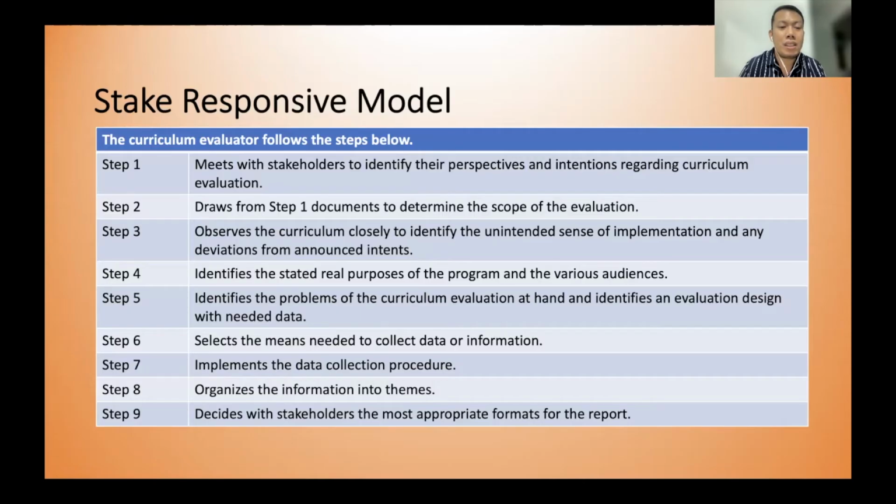And then you have here step two, draw from the step one documents to determine the scope of the evaluation, observe the curriculum closely to identify the unintended side effects of implementation and any deviations from announced intents, and so on and so forth. Well, at the end of it, you have to decide with stakeholders the most appropriate formats for the report. So there are a lot of steps, but each step is very specific as to what to do in order to implement that step in the stake responsive model.